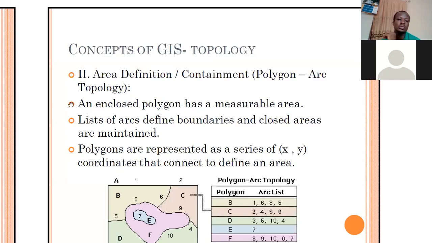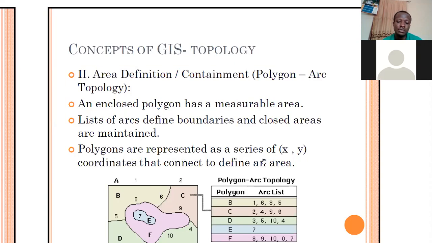Where we left off: the concept of topology actually has three components. We have the so-called connectivity rule, then the containment rule. I said that containment has to do with polygons, the polygon-arc topology. It deals with the fact that every polygon is made up of arcs, an enclosed set of arcs, and that it's only an enclosed polygon that we can measure the area for, as we explained.